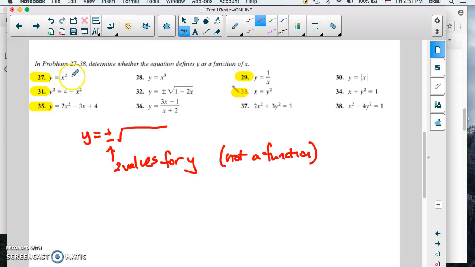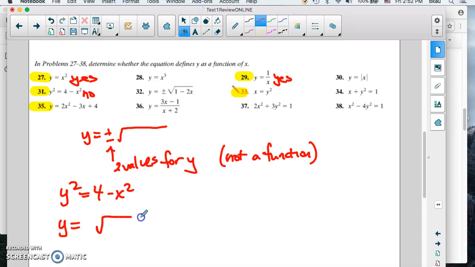So this one's okay. This one is yes, because we wouldn't take the square root here. We wouldn't need to. It's y equals already. This one's yes. It has a function of x. This one would be no. 31 is no, because it's y squared equals 4 minus x squared. And in order to solve it, we would have y equals, and we'd have to take the square root. And when doing so, we would have two answers for y. Same problem here. This would be no also, because we need to take the square root to get y.